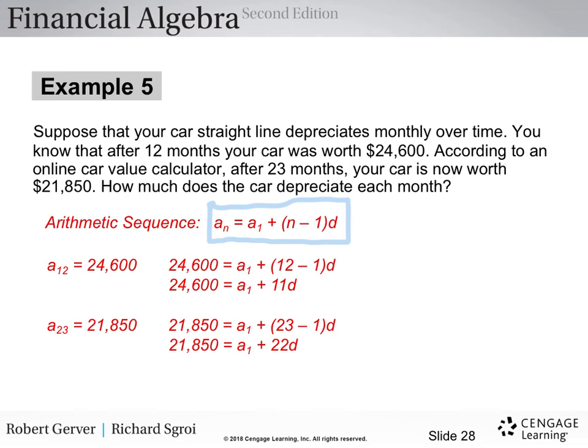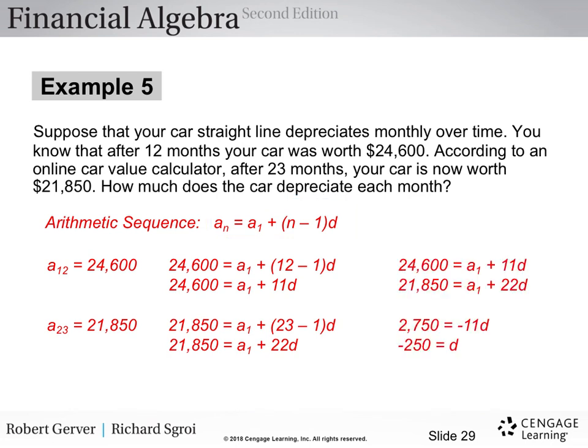After 23 months, it's equal to 21,850. So I plug those numbers into the same equation, and I get 21,850 is equal to A1 plus 22D. So now I've got two equations and two unknowns. I've written those two equations simply over here. Now, if I subtract the bottom equation from the top equation, the A1s cancel. And what am I left with? 2,750 is equal to minus 11D. If I solve for D, D is equal to minus 250, or the car depreciates $250 each and every month.